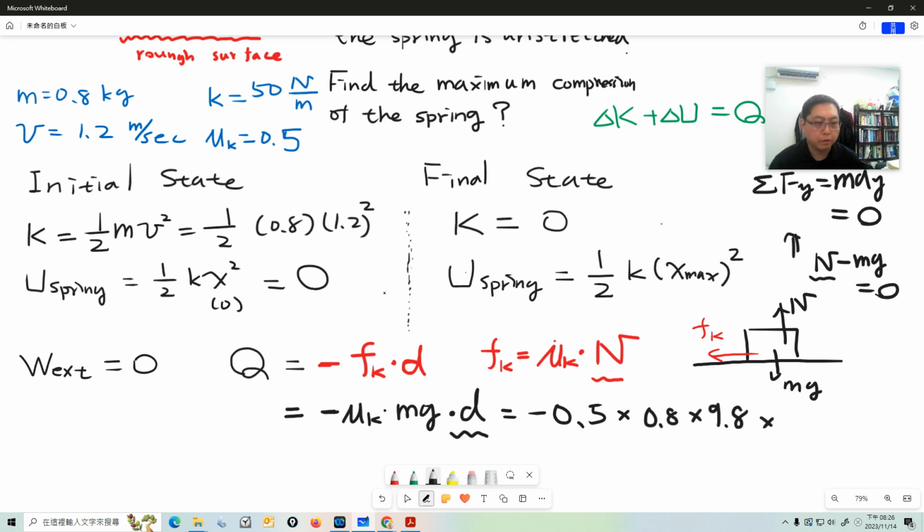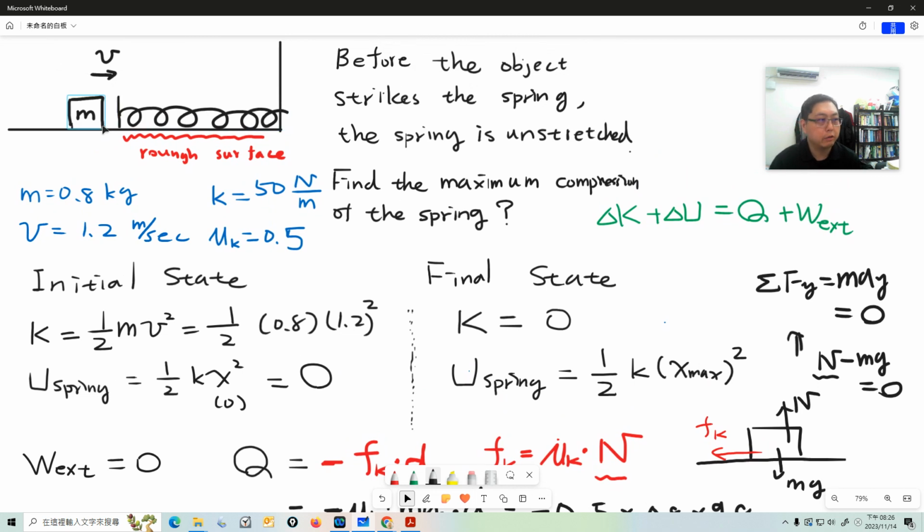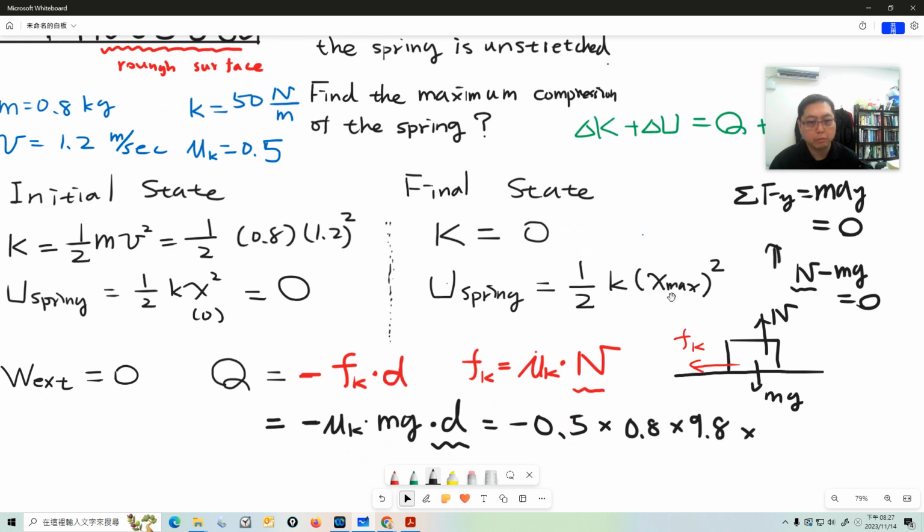What is d? Initially this spring is unstretched, and then the mass hits the spring and does the compression, all the way along to the maximum compression. So the distance for the friction is also x max. So here we just put the x max here, and so we get all the information.